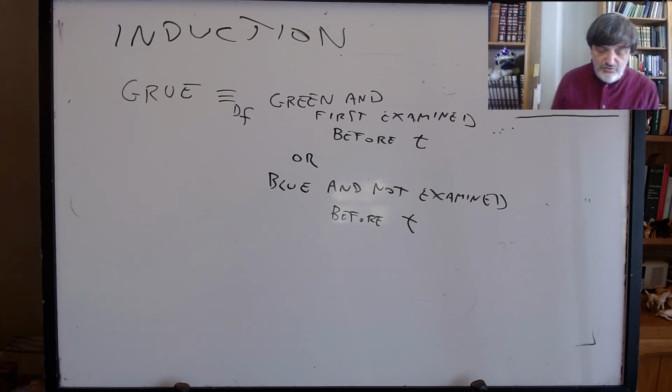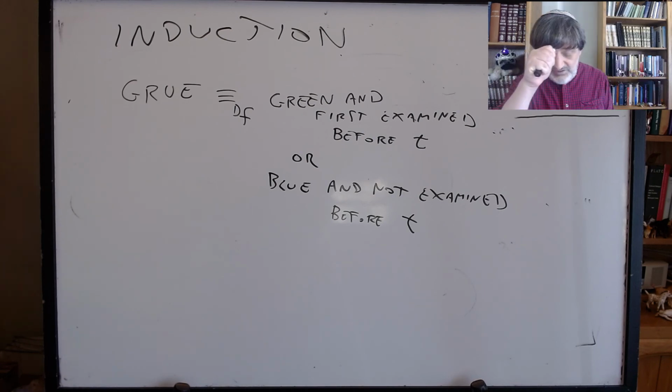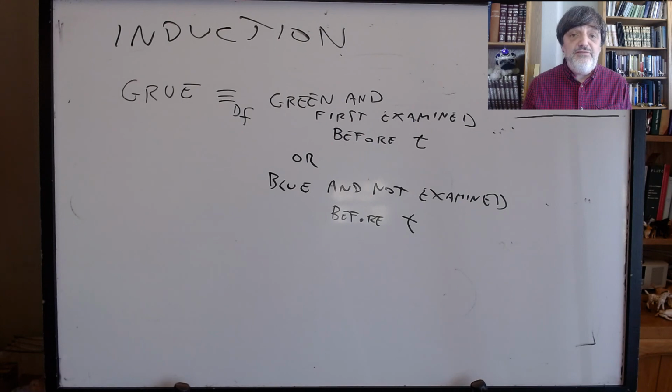Okay, so therefore, again, GRU is a manifest predicate. I can determine whether something is actually GRU right now just by examining it now.